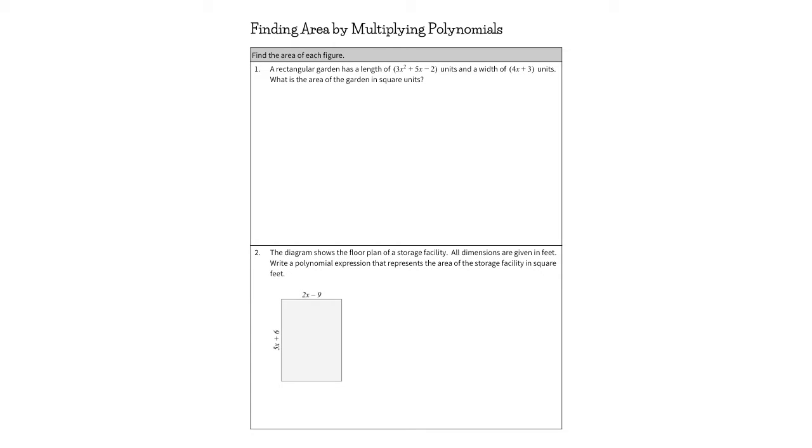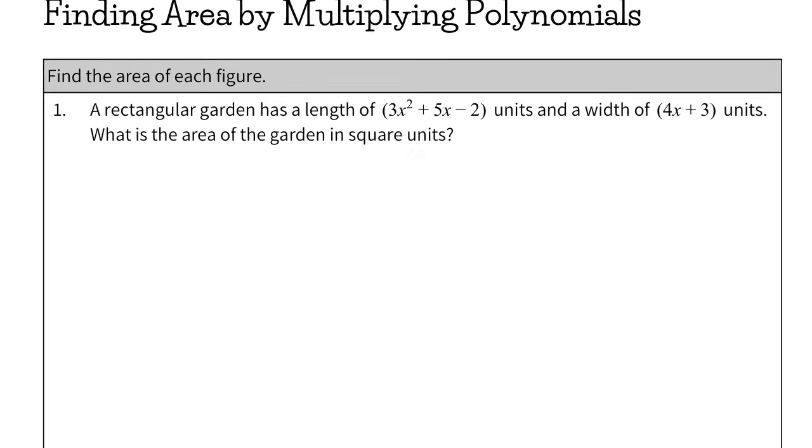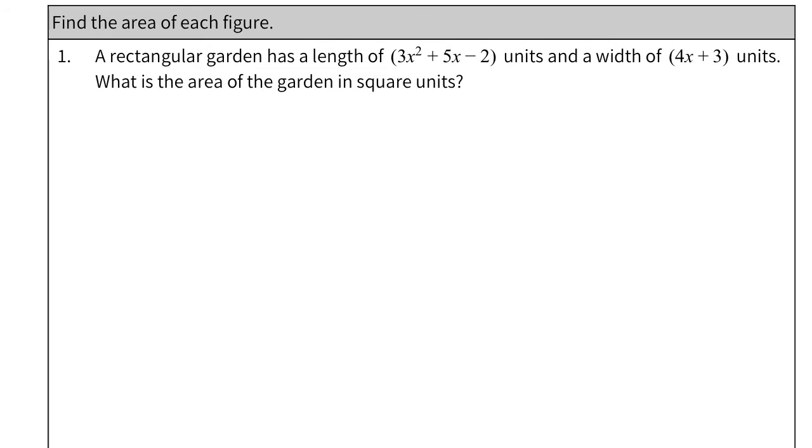Hey guys, today we're going to be multiplying polynomials still, but we're going to see how this could go to finding area. So I only have 2 questions for our examples today. So starting with, a rectangular garden has a length of 3x squared plus 5x minus 2 units and a width of 4x plus 3 units.